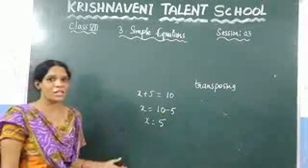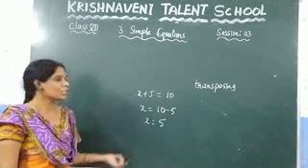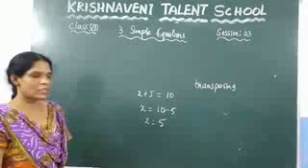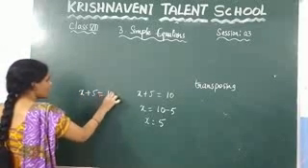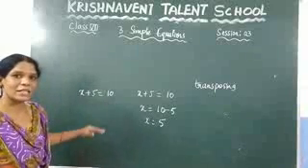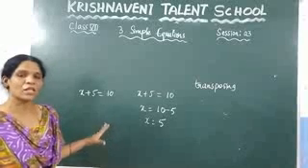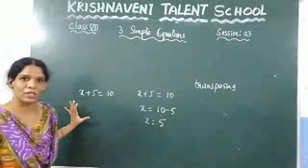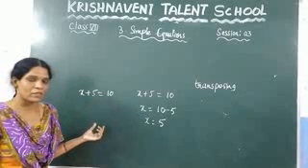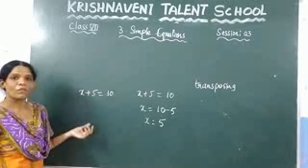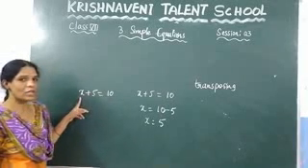And the next one, not transposing. That means you should not change the position. Without changing the position, you need to find the value of the variable. Let us consider the same equation, x plus 5 is equal to 10. Here there is no need to change the position. First you have to remember what we need to find here. We need to find the value of x.